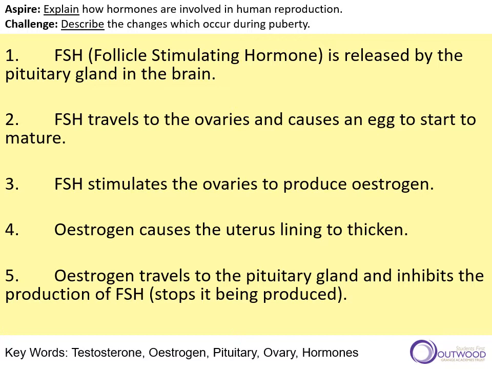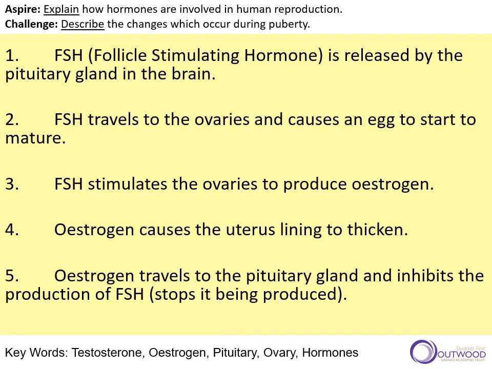Also, FSH stimulates the ovaries to produce estrogen. So it has 2 jobs. 1, it causes the egg to mature. That's actually number 2. And the second thing, which is number 3 on our list, is it stimulates the ovaries to produce estrogen. Now that estrogen does 2 things, and they are labelled number 4 and number 5.